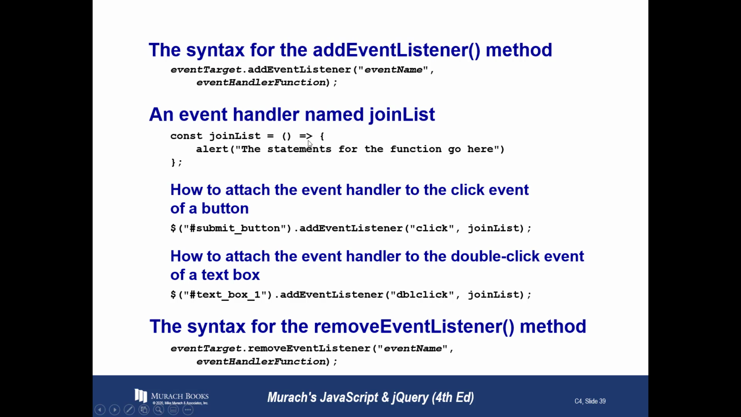So here's an event handler for join list. This means that when the join list function is called, it should print out an alert. This alert. Here we're taking a button, and that button has an ID called submit button, and we're adding an event listener to it that says, when we click the button, we want to call that join list. So that's how to attach an event listener, or an event handler, to a click event.